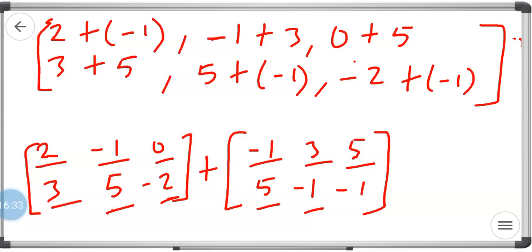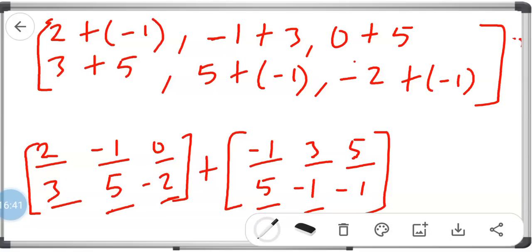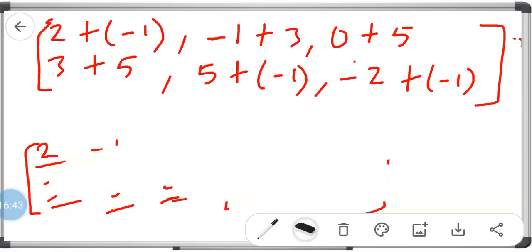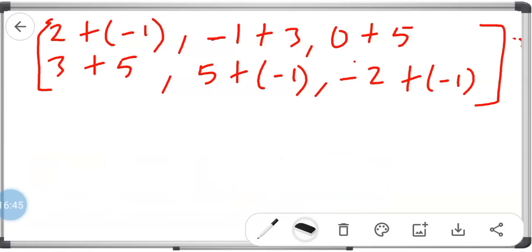So don't forget that we are adding. This is addition of matrices. We want to add them together and see what we'll be getting. So quickly, let's continue with our solution.